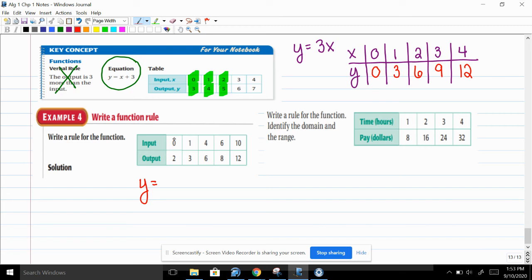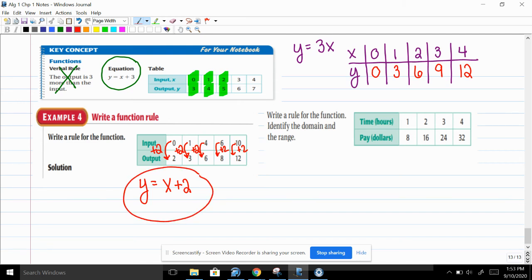For example, from 0 to 2, you would add 2. 0 plus 2 is 2. See if that pattern holds up. Is 1 plus 2 equal to 3? It is. Is 4 plus 2 equal to 6? It is. 6 plus 2 is 8, and 10 plus 2 is 12. So my rule here is that you're adding 2. So my rule is y is equal to x plus 2.